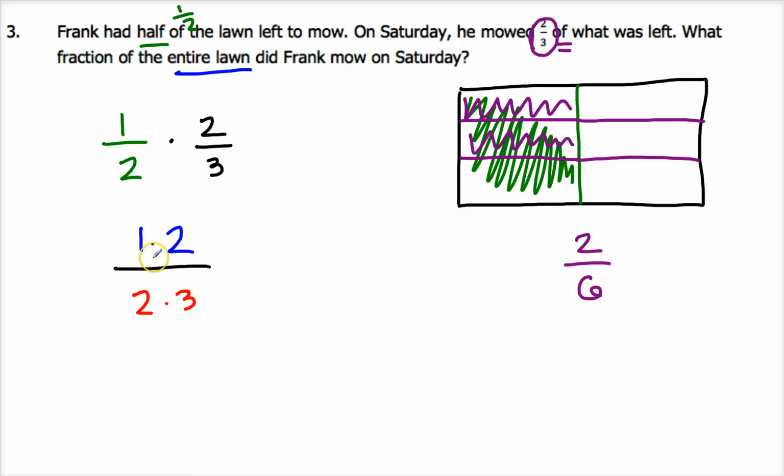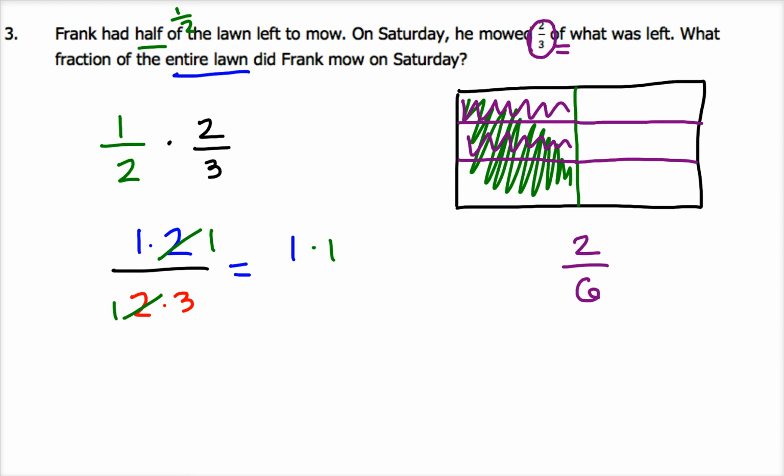I have a 2 on the top and a 2 on the bottom. I can divide both these 2's by 2 and replace them with a 1 and a 1. So now I have 1 times 1 over 1 times 3. 1 times 1 is 1. 1 times 3 is 3. So I get the fraction 1/3 here.